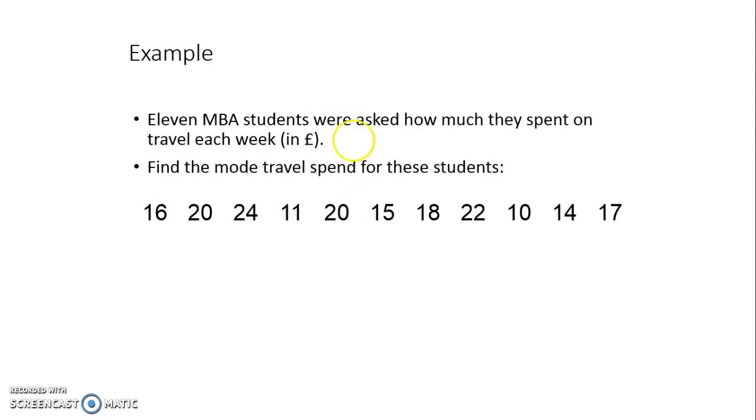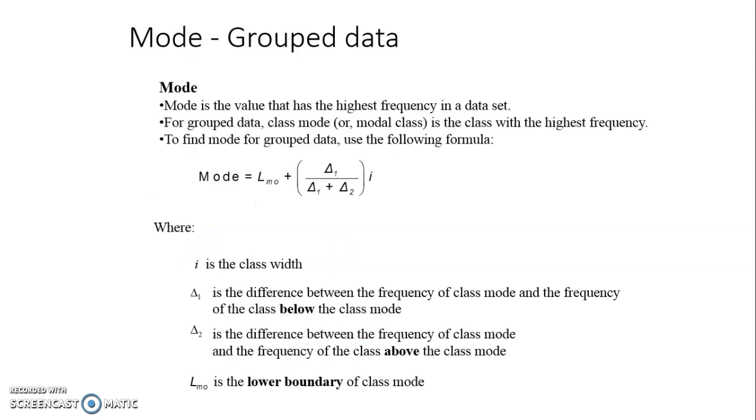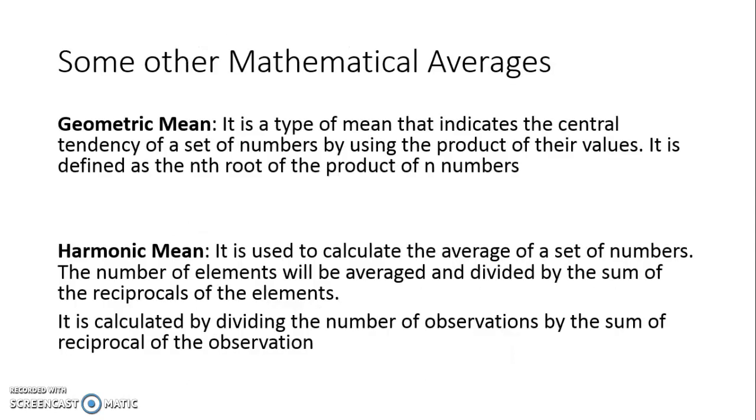Here, just by looking at the data, you can see that 20 is repeated twice in the data set. So hence, mode is 20. This is again the mode for group data. There are some other mathematical averages which we will be dealing in detail in the online live video conferencing classes.